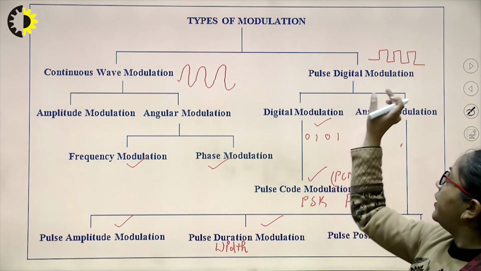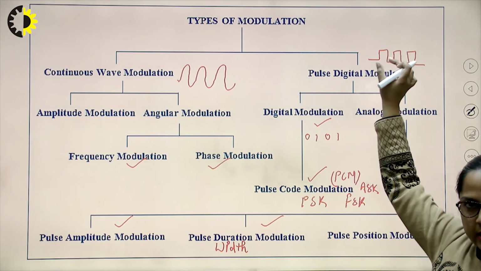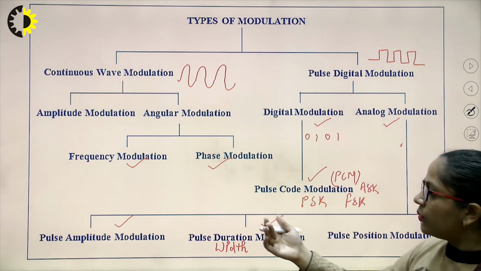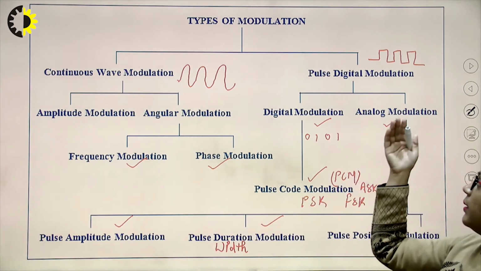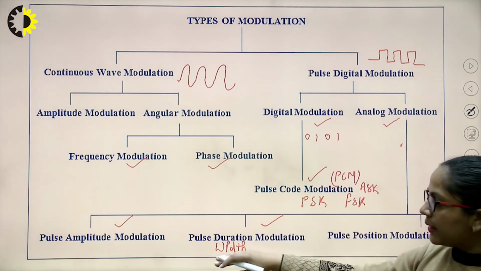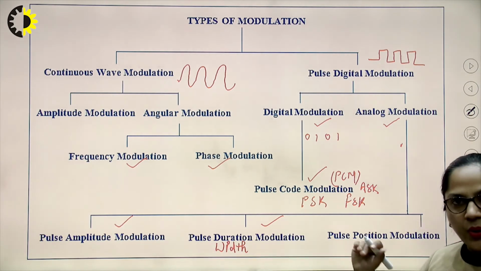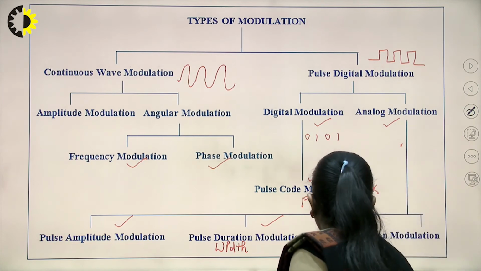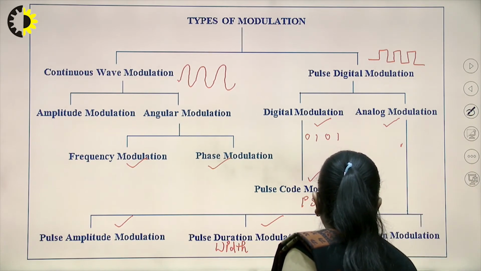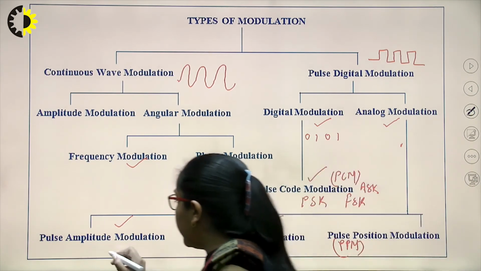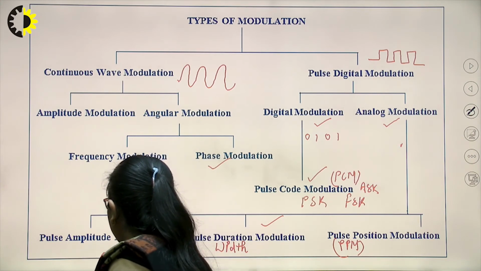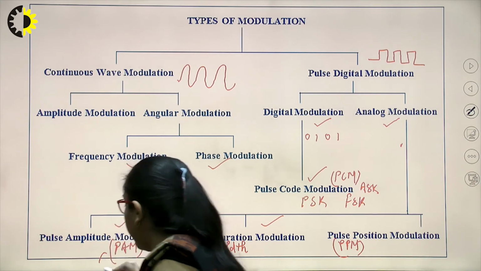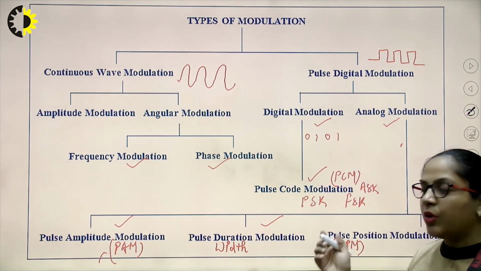If the width of this pulse signal, that is the carrier signal, varies according to the instantaneous value of the message signal, then it is called pulse width modulation. The next type is pulse position modulation, also called PPM. The first one is abbreviated as PAM. So we better call them PAM, PPM or PWM.